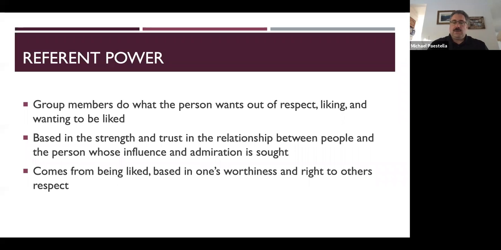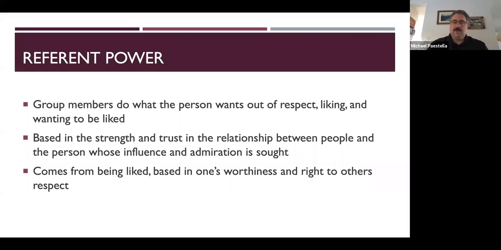Now, the sixth source of power is referent power. And this is the one that at times it's hardest to see, yet one that might be easiest to do. And at this level of power, group members do what the person wants out of respect, liking, and wanting to be liked. Now, that doesn't mean kiss up. That doesn't mean, so to speak, a grade school term of teacher's pet. Now, that's not what this means.